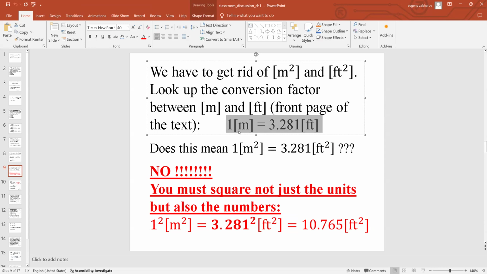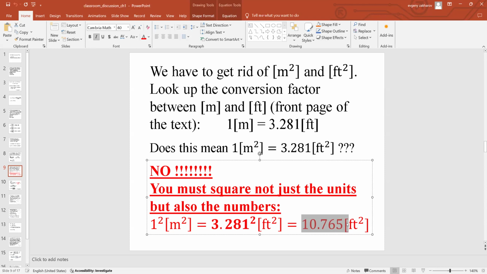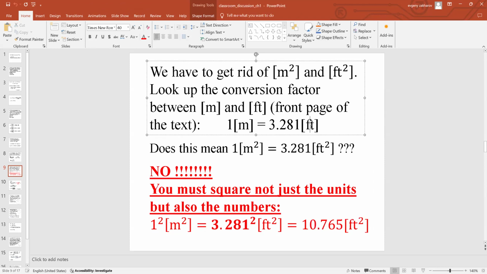You square the meter, becomes meter squared. You square the 1, that is still 1, but then you square the 3 and the change, and you get something that is not even close to 3. And you square the feet, and you get the feet squared.